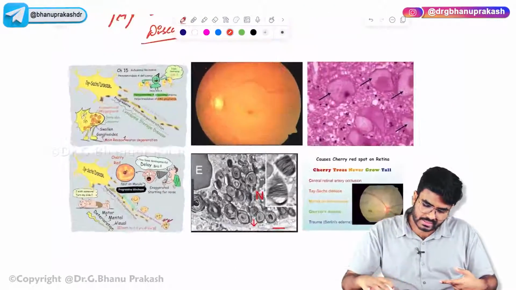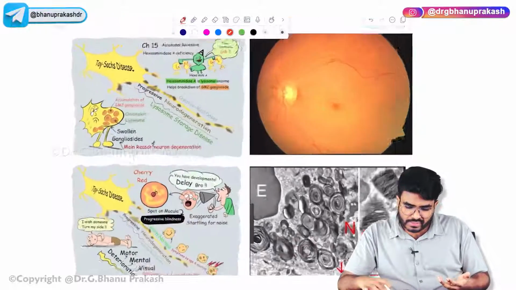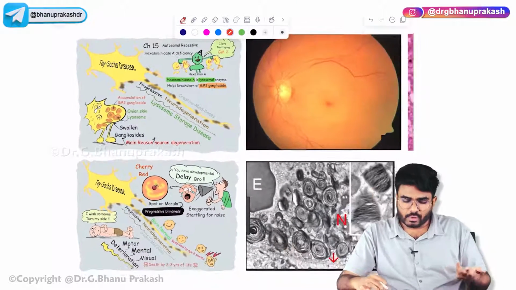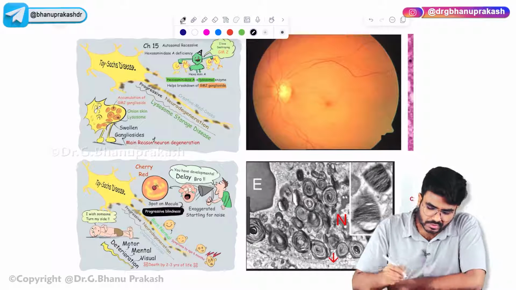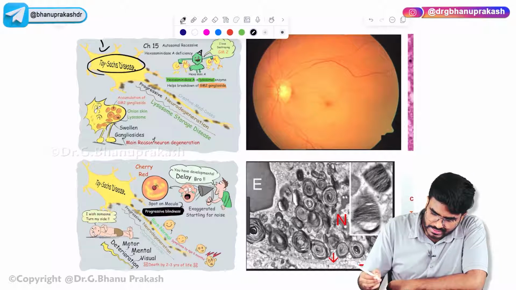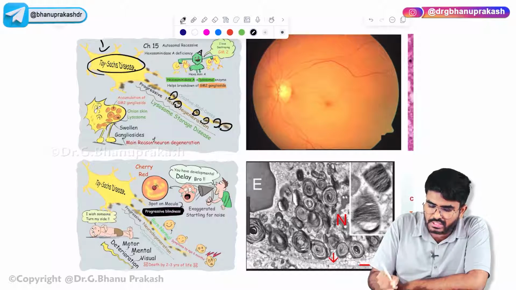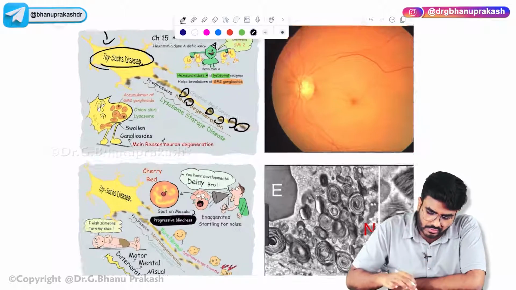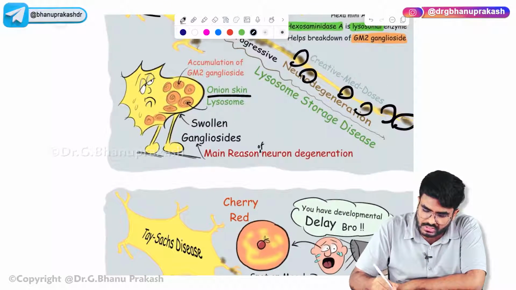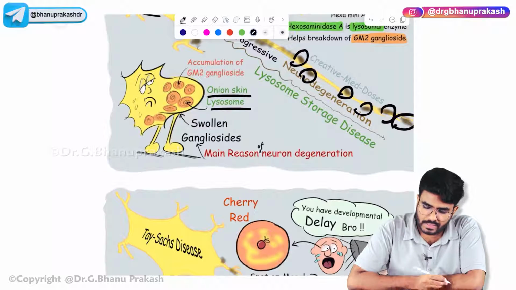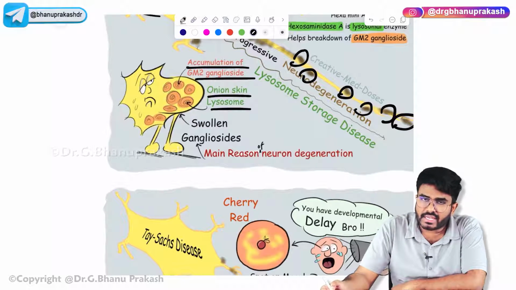Come on guys, these are two funny slides which I found on the internet. I hope this will be helpful for you. So Tay-Sachs disease, where the neurons are getting degenerated. It's a neurodegenerative condition. If you look at the neurons, within them the onion skin lysosomes are going to be seen. There is accumulation of GM2 gangliosides.